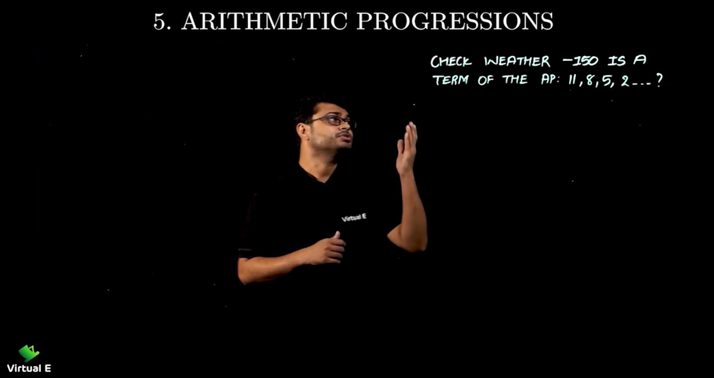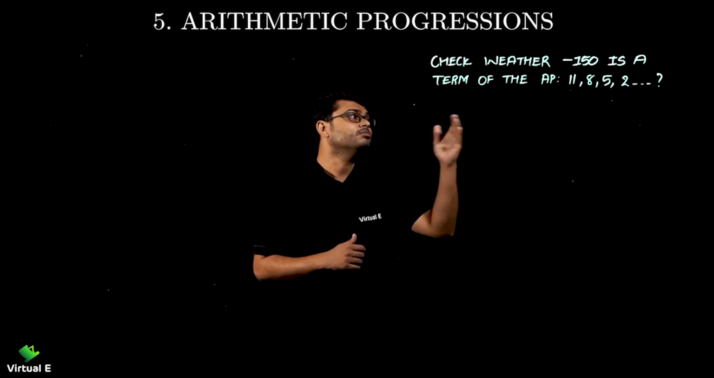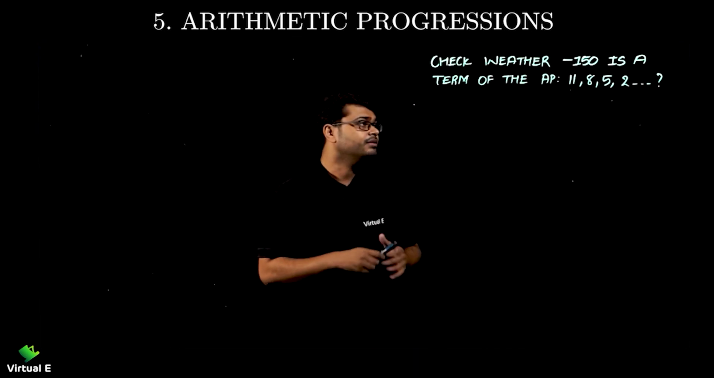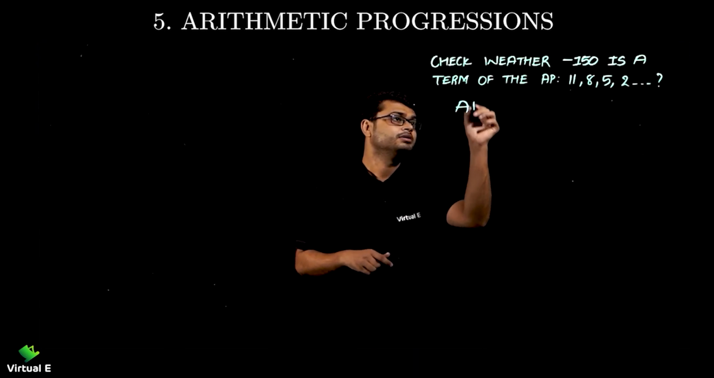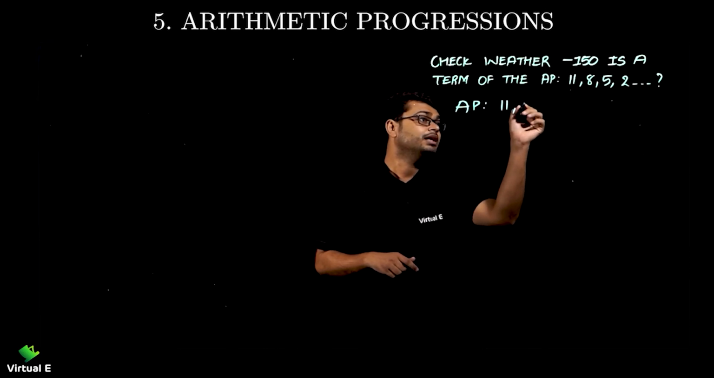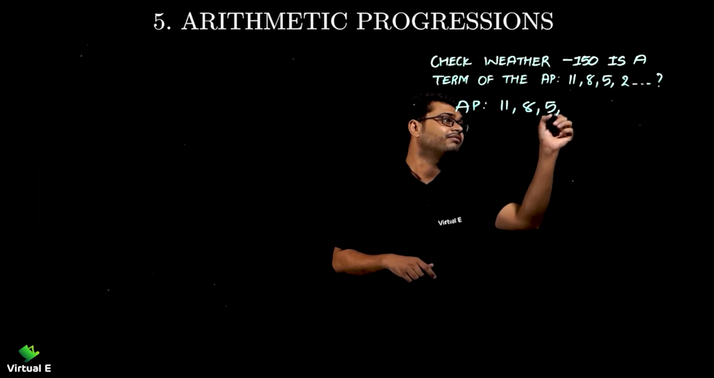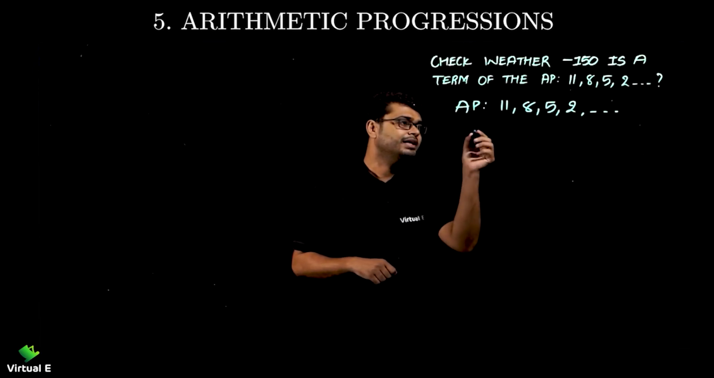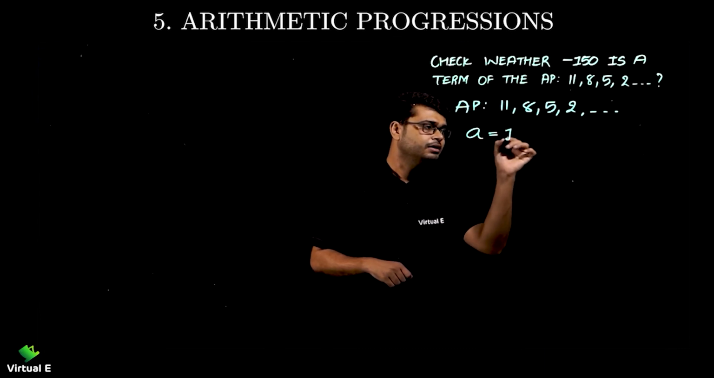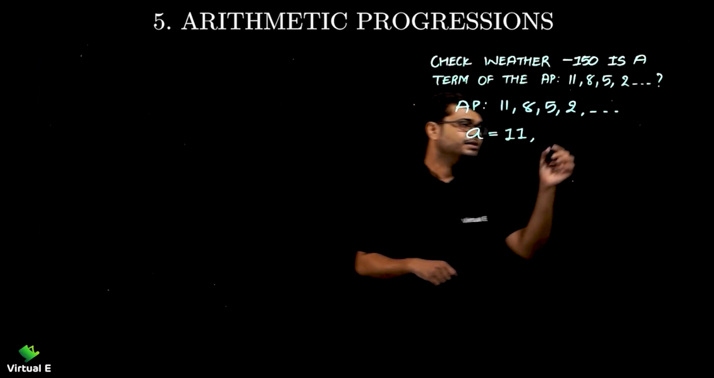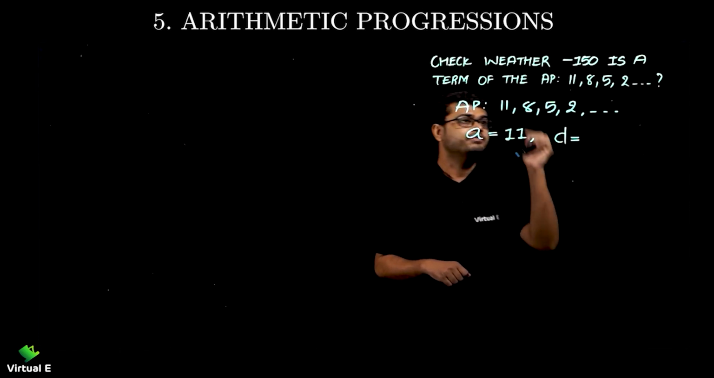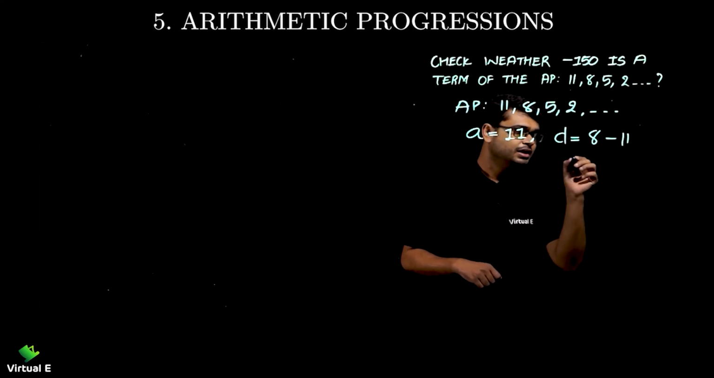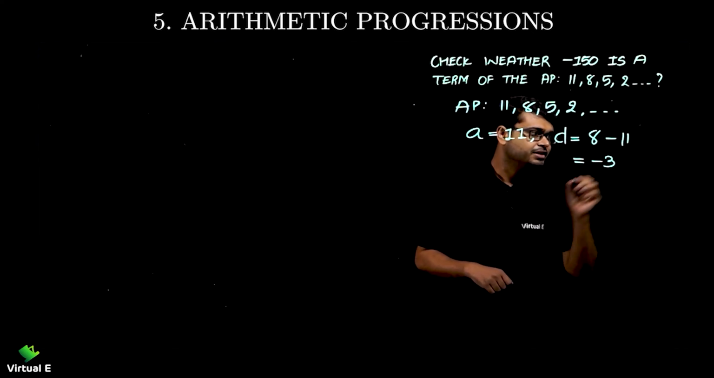Okay, let's start with the question. Check whether minus 150 is a term of the AP. We need to decide that. So let's start with the normal method. First of all, we have the AP here: 11, 8, 5, 2, and so on. Now what information do we get? We have the value of a, that is 11. Then the value of d, the common difference: second term minus first term, so 8 minus 11, that is minus 3.